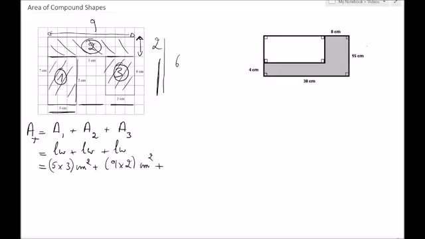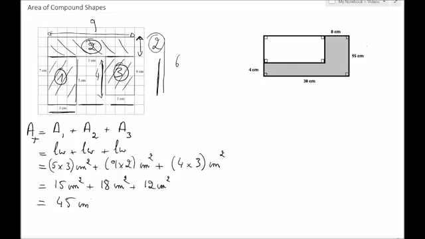Then the area of the third rectangle is a bit easier, so that's going to be your length here. This is your length you're looking for. And the total is 6, and if this is 2, then this is 4. So 4 times 3, which is given, centimeters squared. 5 times 3 is 15. 9 times 2 is 18. 4 times 3 is 12. See, that's easy. You know these things. And together they add up to 45 centimeters squared.